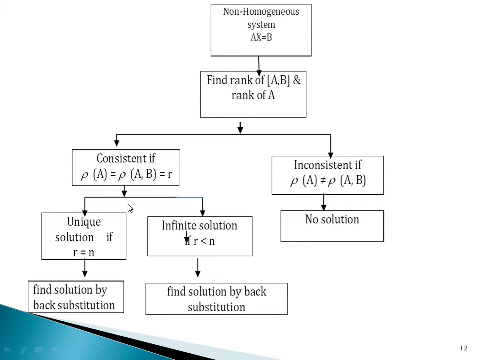On the other side, if the system is consistent, that is rank of A is equal to rank of AB, okay, then there are two possibilities. Either the system has a unique solution or an infinite number of solutions. Okay, so the system has a unique solution if R is equal to N. Here N is the total number of unknowns. Okay, and if R is less than N, then the system has an infinite number of solutions. Unique solution and infinite number of solutions can be found by back substitution. Okay, that we see in the example.